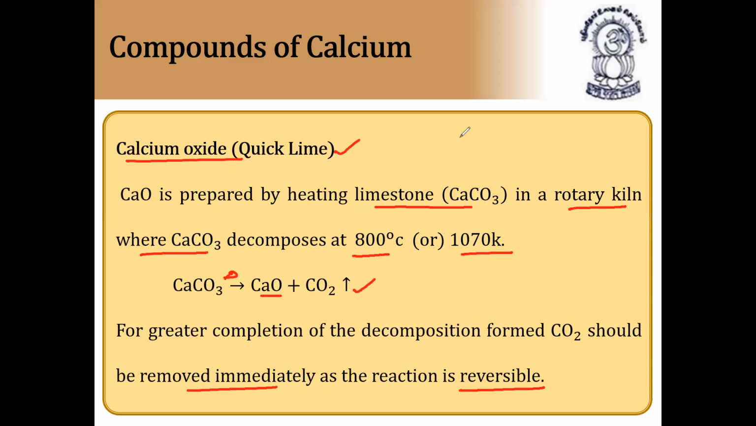If you do the same reaction in a closed vessel, it is reversible. So to avoid that, carbon dioxide should be removed immediately, as the reaction is reversible. So this is the preparation of calcium oxide.